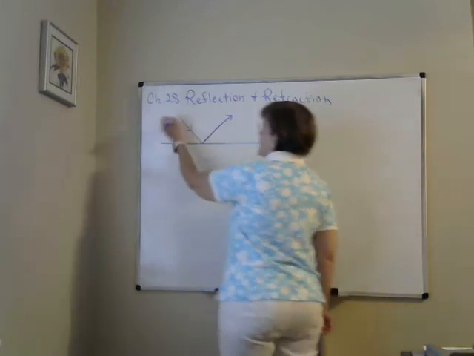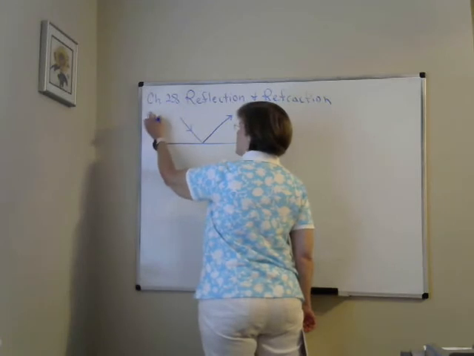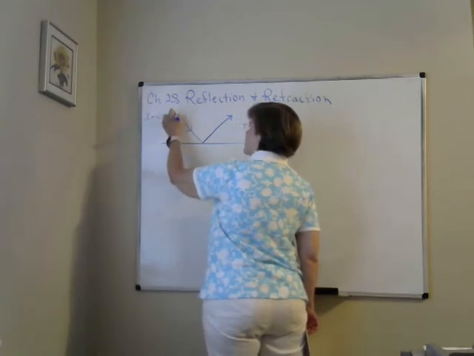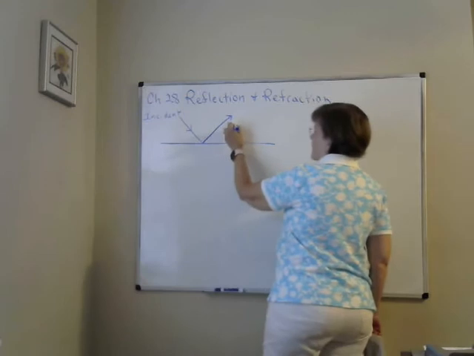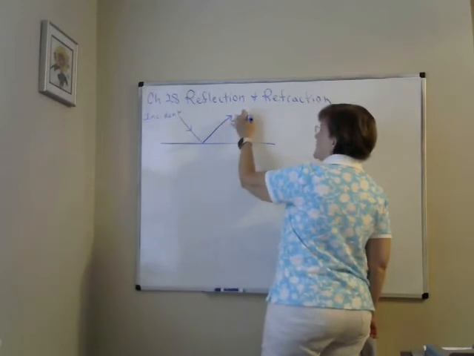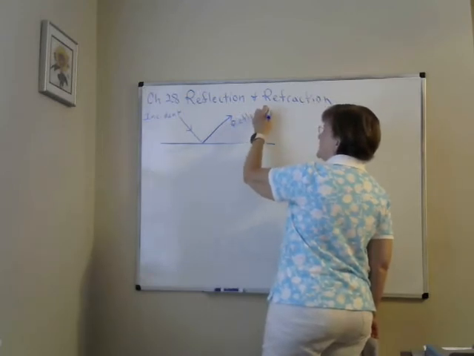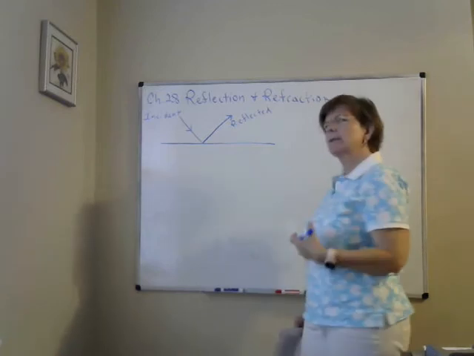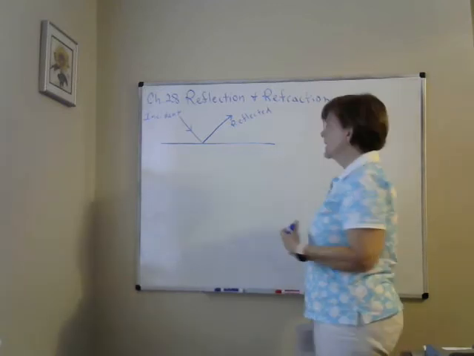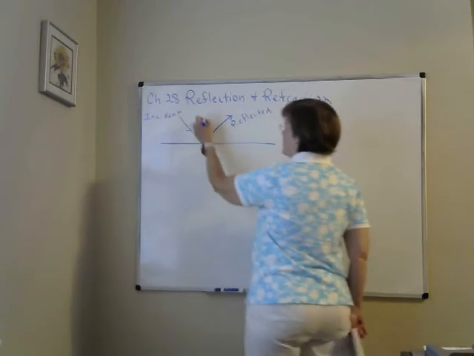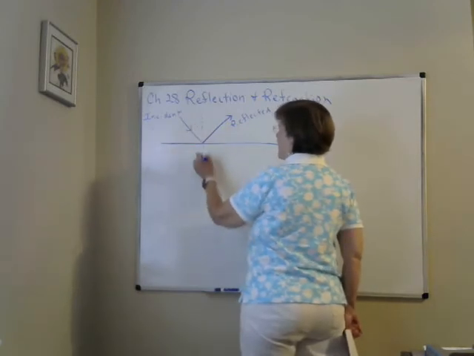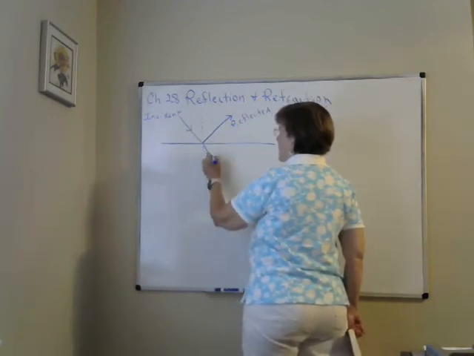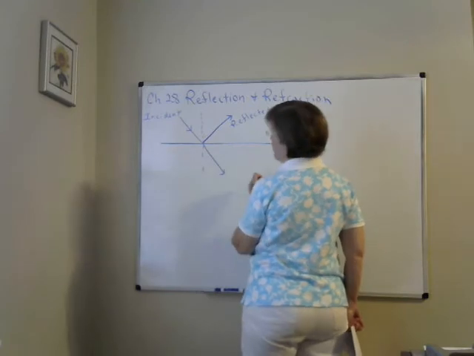We call this an incident ray. This would be reflected. So one possibility is that the light is reflected. Another part is that it will actually go into the medium. It goes into the medium.